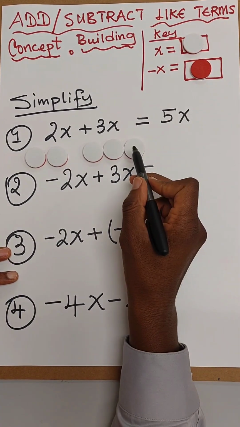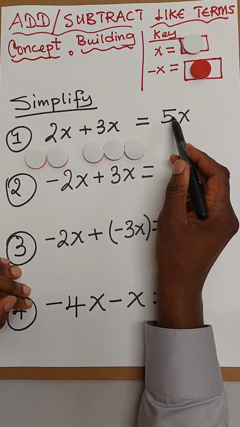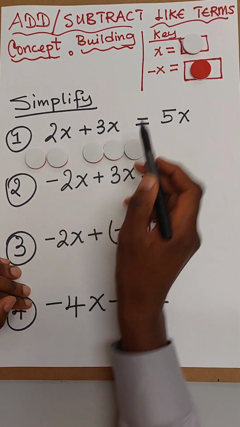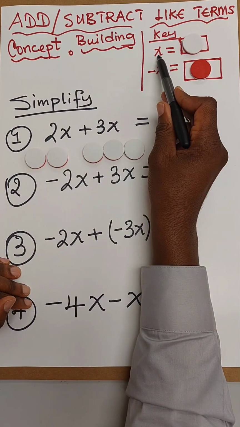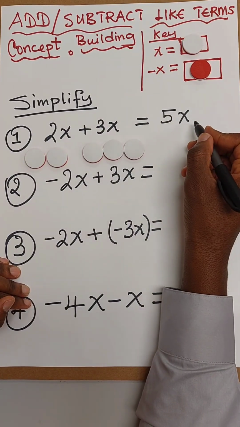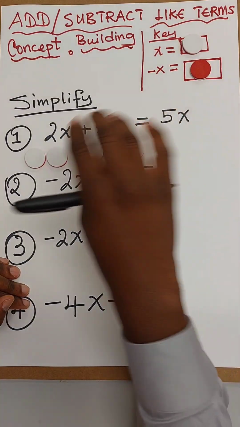Okay, pay attention. Remember the answer is 5x and not just 5. If you put just 5 here, that 5 does not represent the white chips, because the white chip is x. So if I see 5 white chips, then I must say 5x. Okay. All right. Moving on.